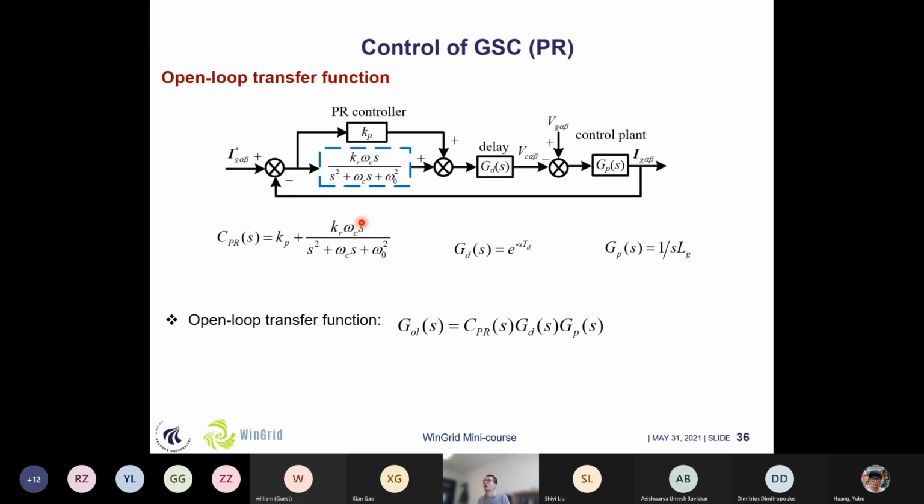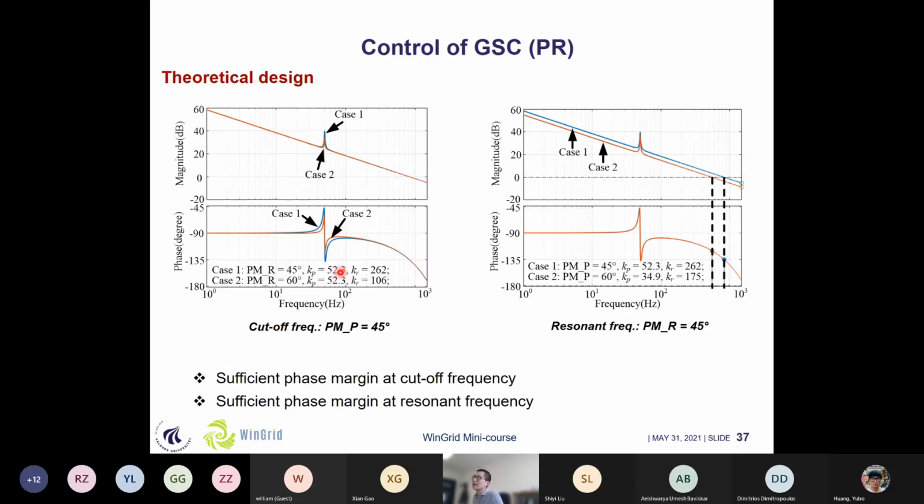If we take a look at the open loop transfer function for this grid side converter control, similarly you can see there is a delay unit, the control plant will be this inductor, and this PR controller. Now we can write the open loop transfer function for this PR controller design. As we mentioned before, for the PI or PR controller design in this Bode plot, we need to fulfill two requirements: one is the bandwidth, and the other is the phase margin. But for this PR controller, there is one more criterion we need to consider: even at the resonant frequency, we also need enough margin to make the system stable.